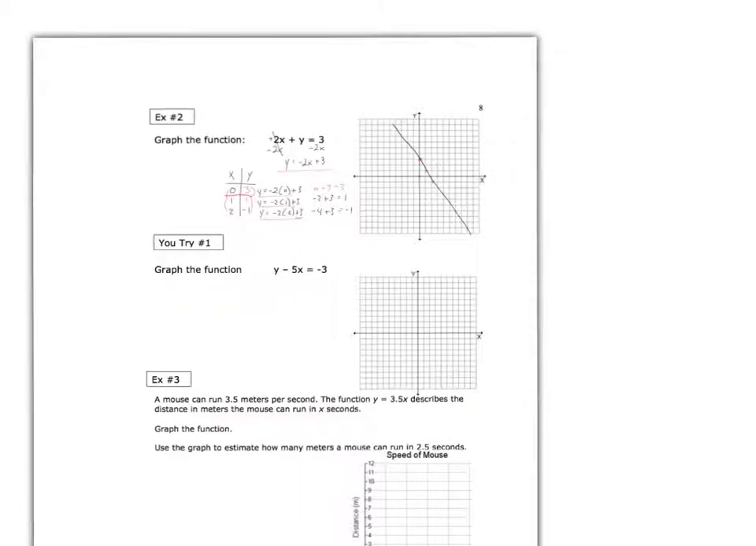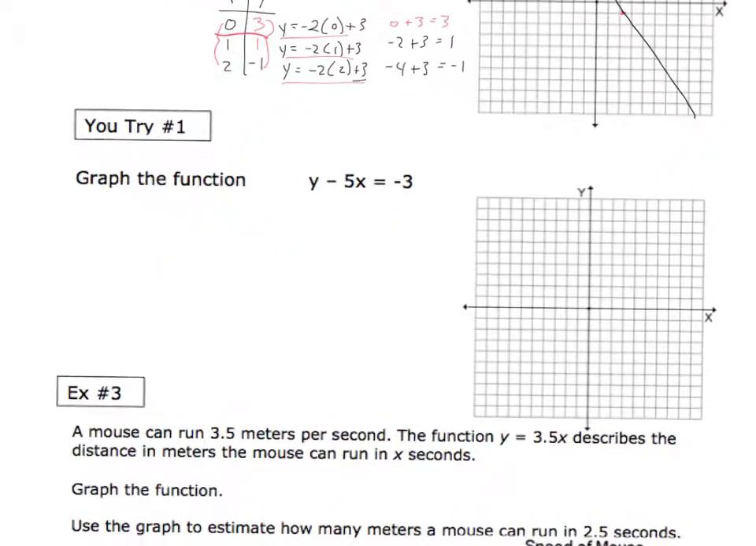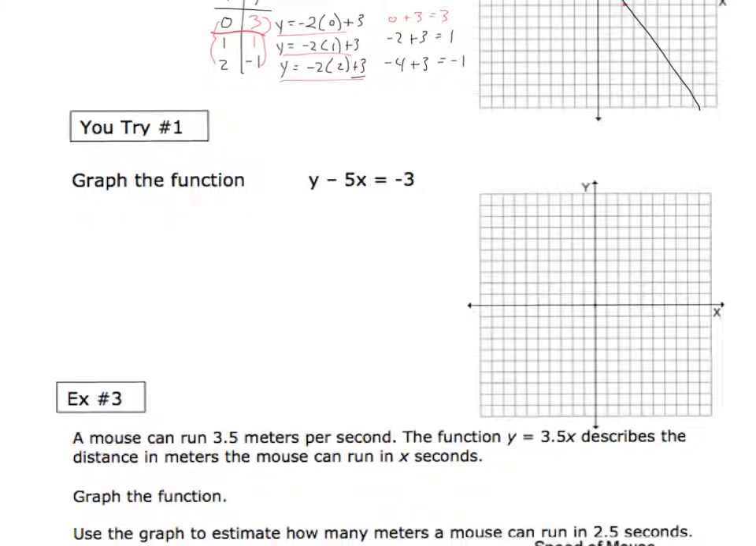Okay? All right. I would like you guys to try this guy right here. You try number 1 all by yourself. Okay, so take a few minutes, solve for y, and go through your 5 steps of graphing.